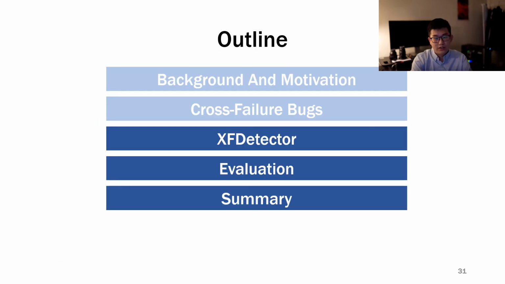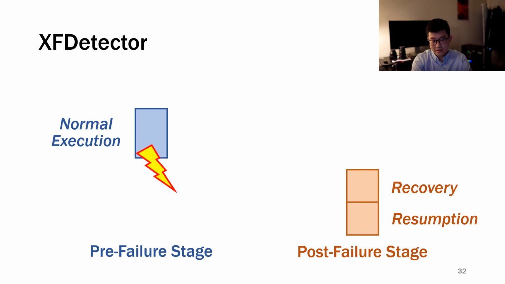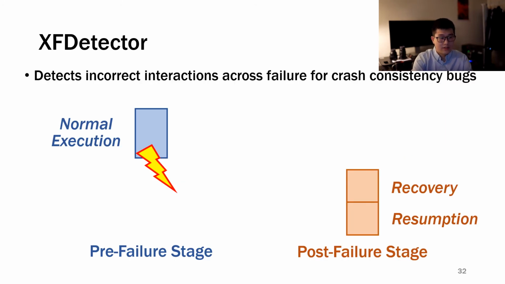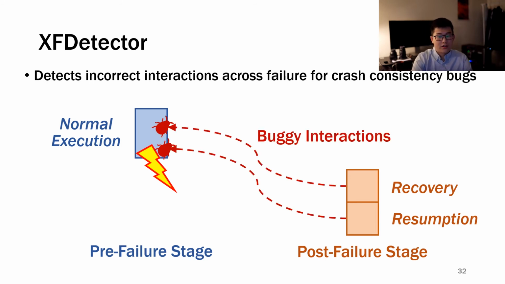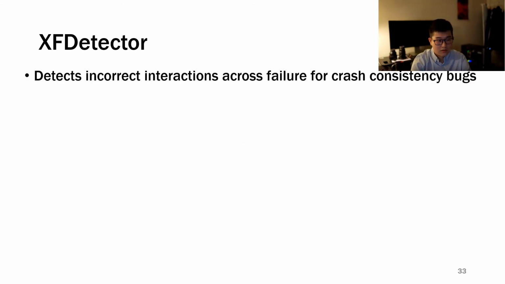And now let's move on to the detection based on XFDetector. The cross-failure detector detects incorrect interactions of cross-failure for cross-consistency bugs. So it could be some incorrect interaction from the recovery procedure to the normal execution in the pre-failure, say reading from a stale copy during recovery, or it could be the resumption of the program execution. Say the program tries to keep updating a linked list, but because it has to access some value that is not guaranteed to be consistent, it is also triggering a cross-failure bug.